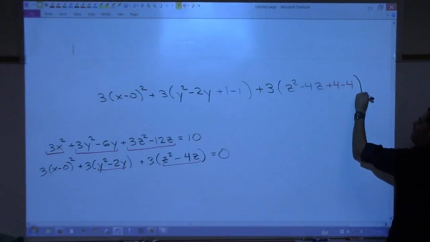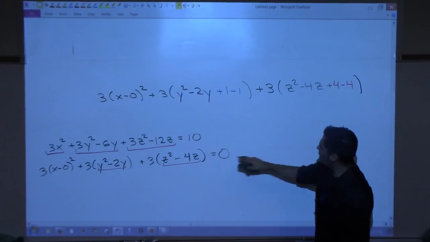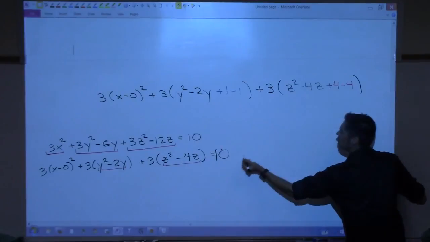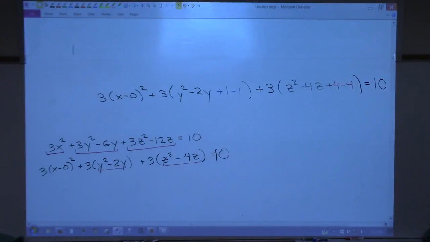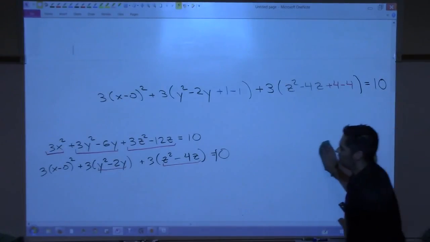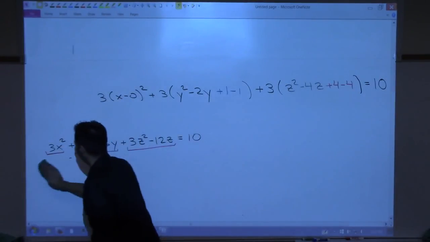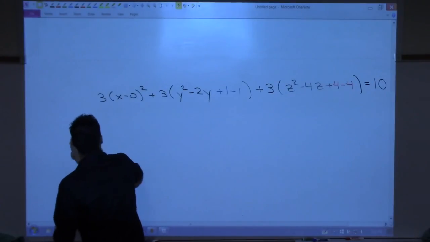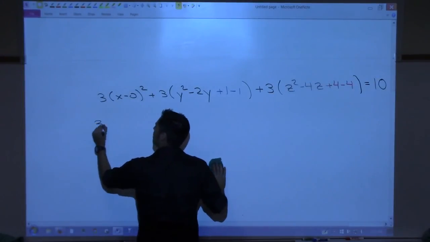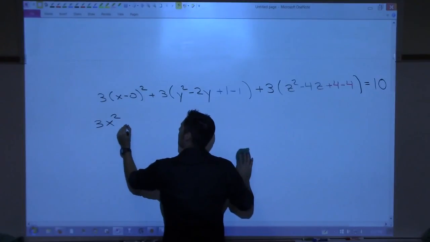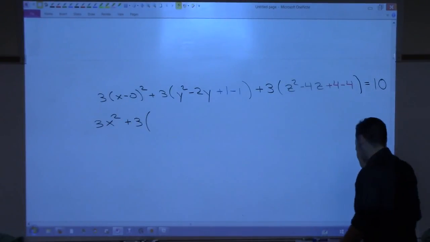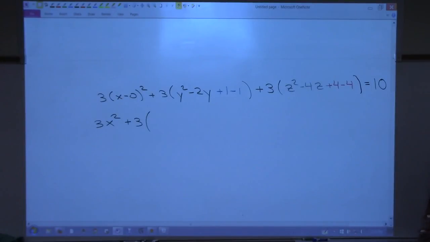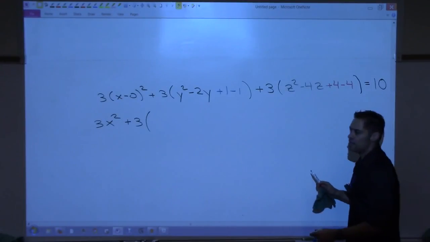And then what do we still have? Equals 10. Sorry about that. And that allows me to go ahead and continue through. I'm going to go back on this one, just write 3x squared here plus 3. Okay. What's the point of completing the square? Like, what was the point of all that? What are we guaranteed is going to happen now?